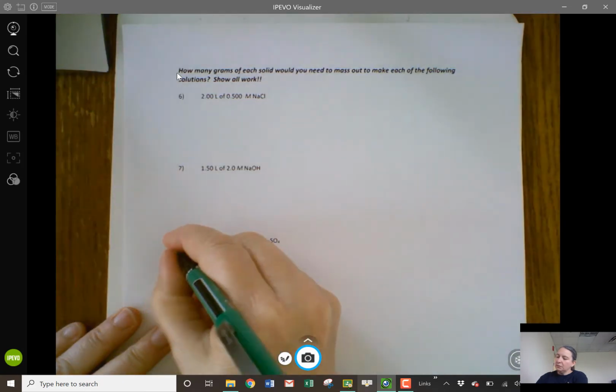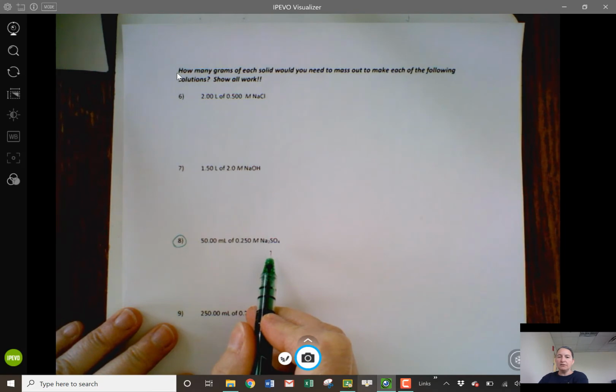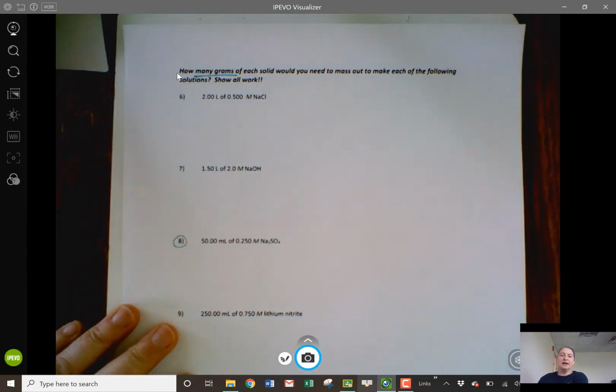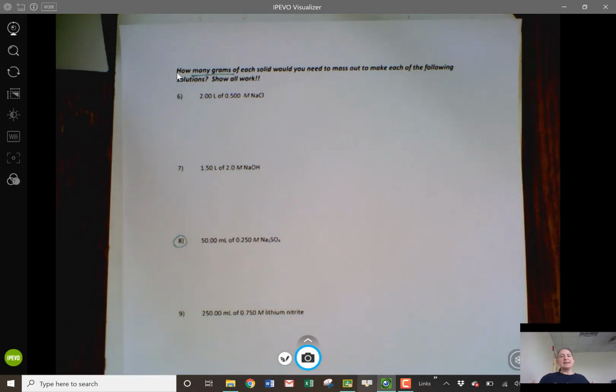So question number 8 right here, we've got 50 milliliters of 0.250 molar sodium sulfate. Now the question here is how many grams of solid would you need to actually mass out on a balance to try to make that solution? So in other words, when we're in lab and I make solutions, a lot of times I figure out about what volume I want, what concentration I want, and then I work backwards and I figure out how many grams of that solid I actually have to mass out.